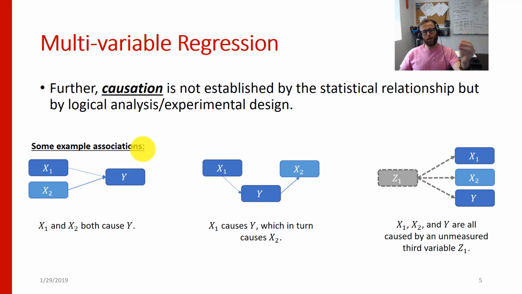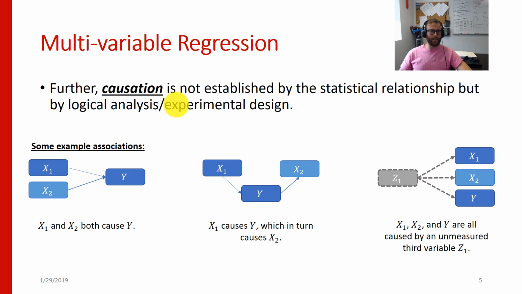In order to get at causation, we have to have a logical analysis that allows us to build something like a causal inference model, or we need an experimental design that allows us to control for some of the confounding factors and really attribute causation to the variable that we're manipulating.